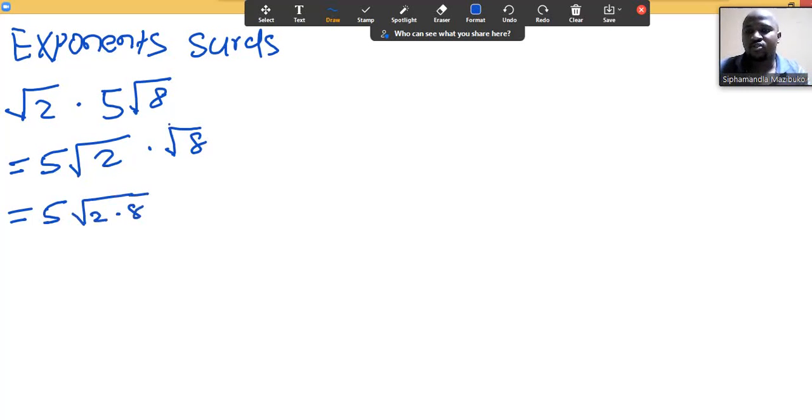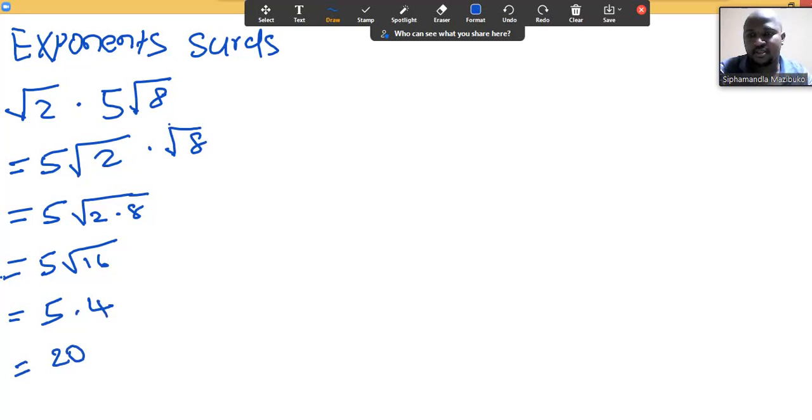So this is equal to 5 root 16, because 2 times 8 is 16, and this is equal to 5 times 4, because root 16 is 4, and this is the same as 20. If you wonder how it happens here, let's take it step by step from here.